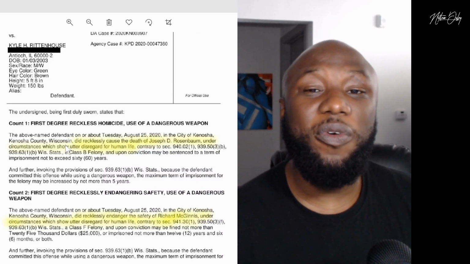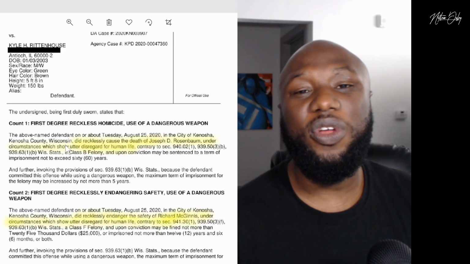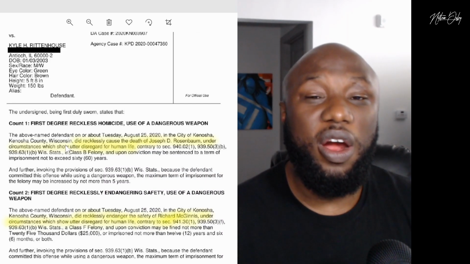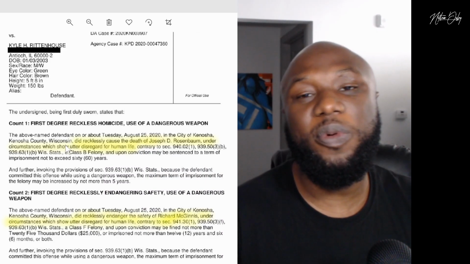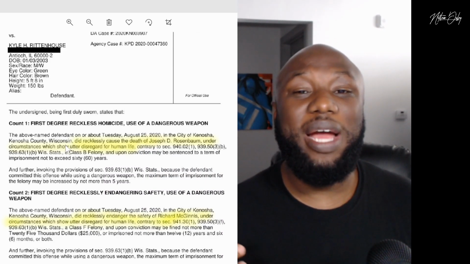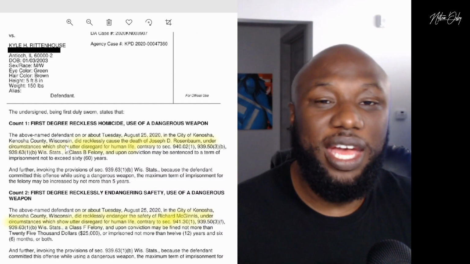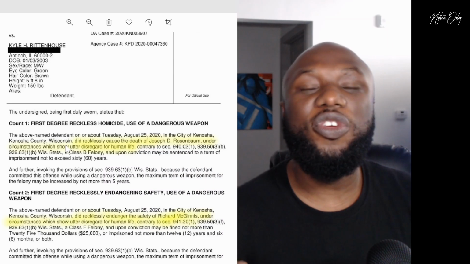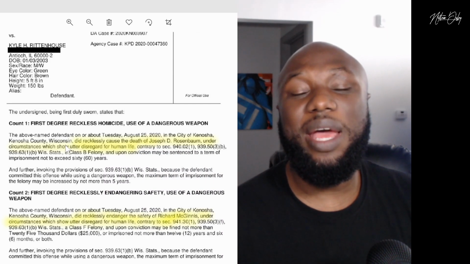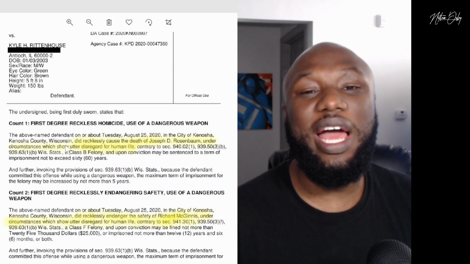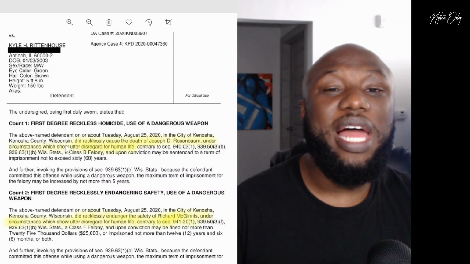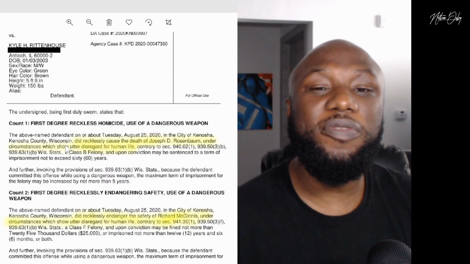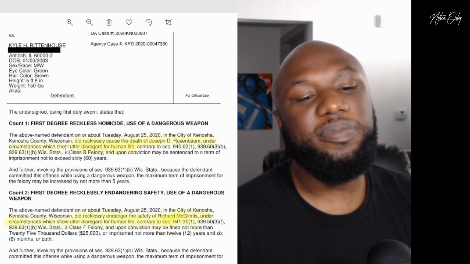How can you show me that when my client is running away? How can you show me that when my client is being chased by a large group of people, a mob of people? How can you show me that when my client was attacked, hit over the head with a skateboard, and someone tried to take the weapon from my client? How can you prove that my client had an utter disregard for life, when my client only administered lethal force to those who showed force to him?